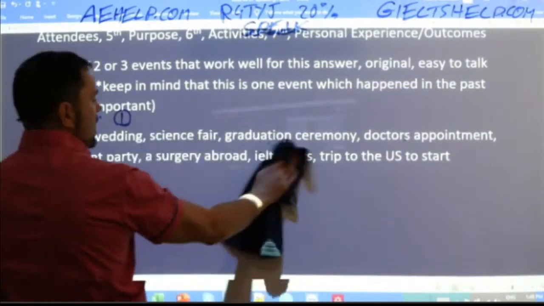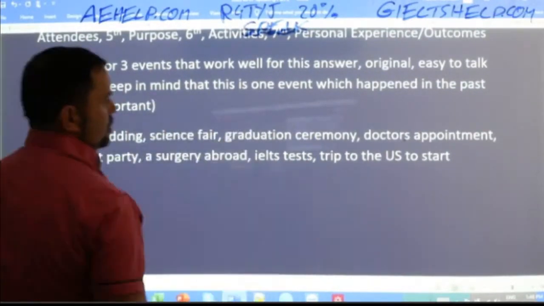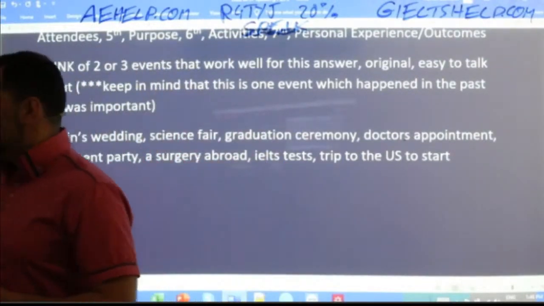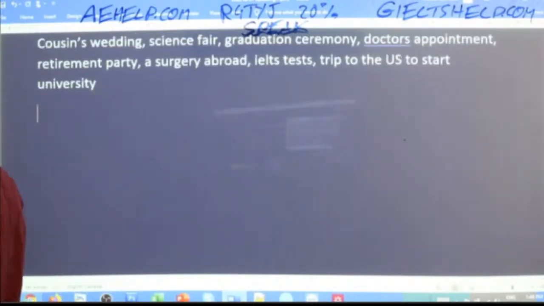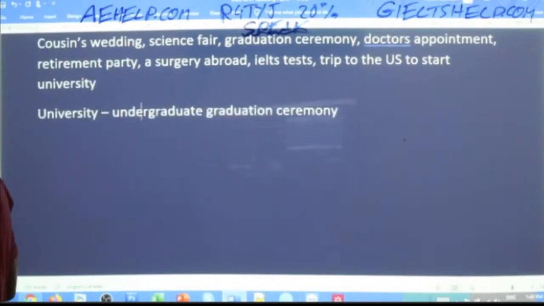Now, for graduation ceremony, of course, we have to choose the type of graduation ceremony, so high school or university. Okay, so let's go with university graduation ceremony. Okay. Okay, again, the more vocabulary, the better. Okay. All right, so we have the what.